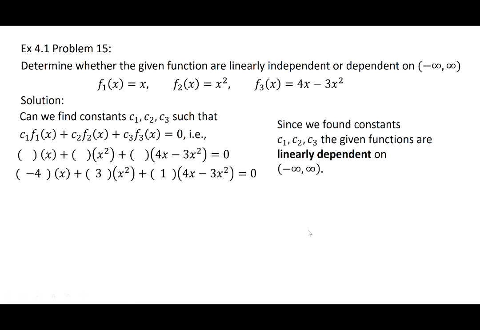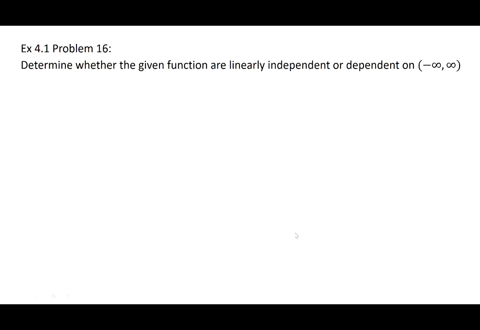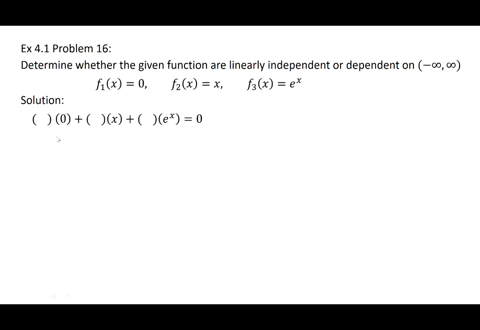Okay. Next. f1 of x equals 0, f2 of x is equal to x, f3 of x equals e to the x. Are these linearly independent or dependent on negative infinity to infinity? Some blank times the first function plus blank times the second function, and so on. Can you fill in the blanks?